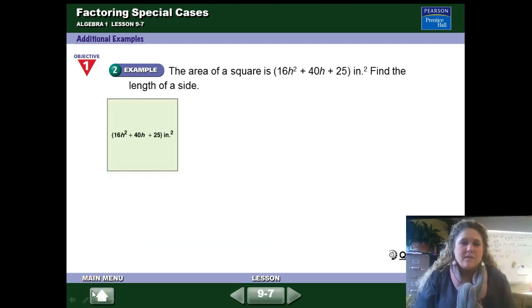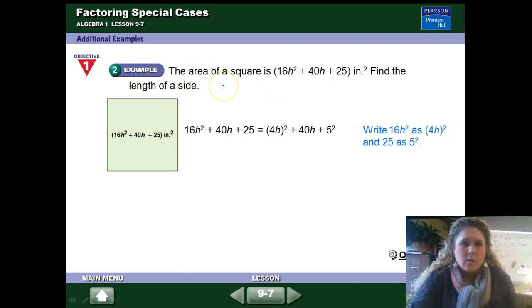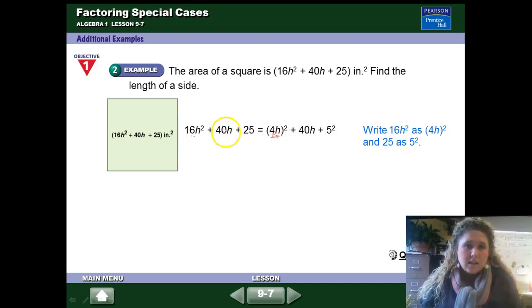This next example tells you the area of a square is going to be 16h squared plus 40h plus 25 inches squared. Now we need to find the length. What do we know about the area of a square? Well, we know it's length times the width, or base times the height. So 16, how can I break 16 up? Well, we know 4 times 4 is 16, and 25 is 5 times 5. So we can write it as 4h squared and 5 squared.